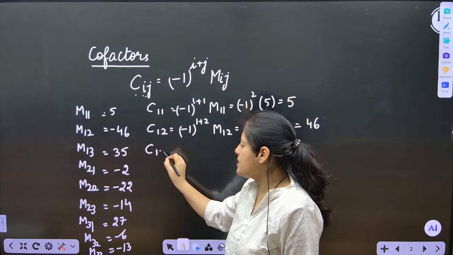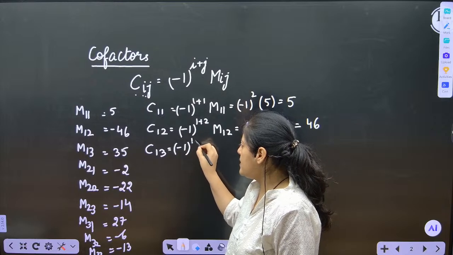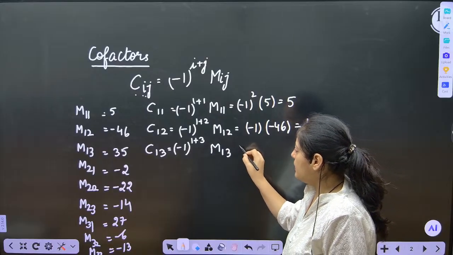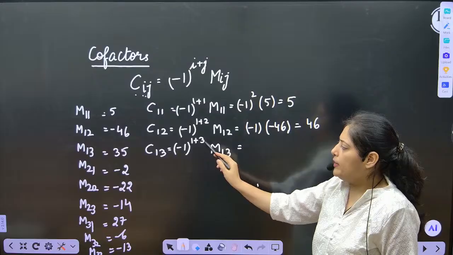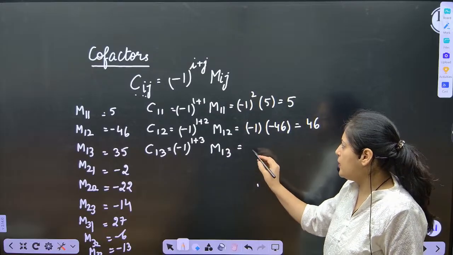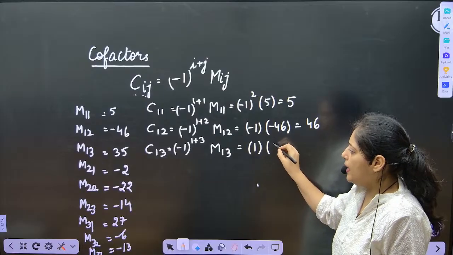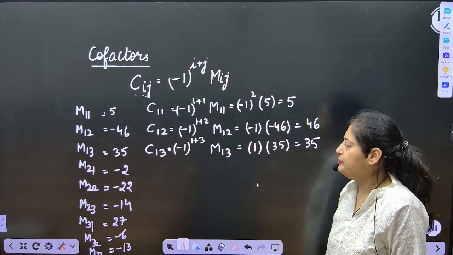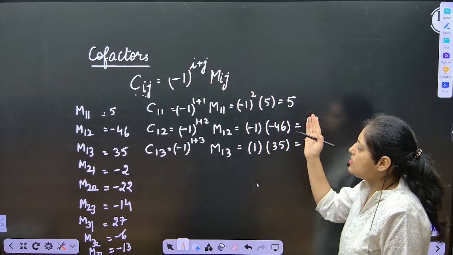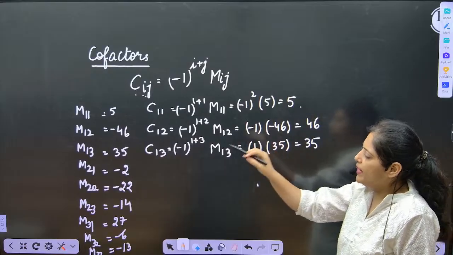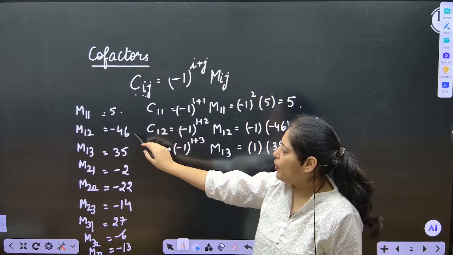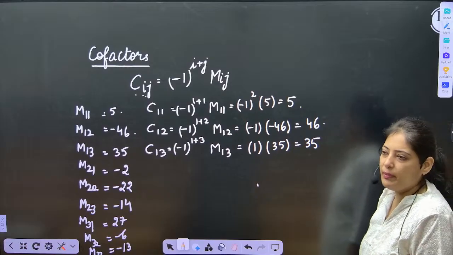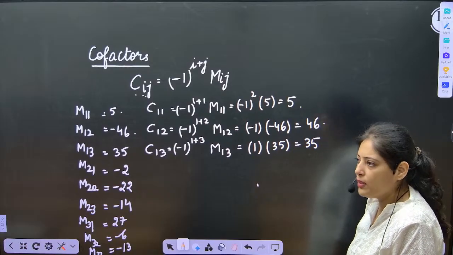Similarly, we will find C13: minus 1 raised to power 1 plus 3, into m13. Now it will come out to be 4, even power, so it will come out to be plus, and m13 is already 35. 35 ones are 35. See, numerically these are the same, 5 and 5, but minus 46 and 46, alternately the sign gets changed, because the power is alternately even, odd, that's why.